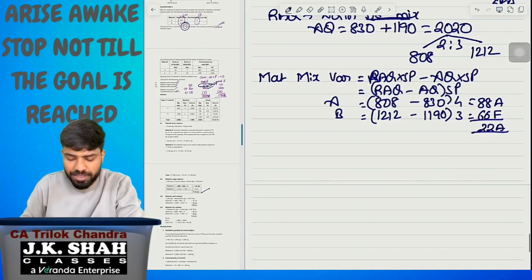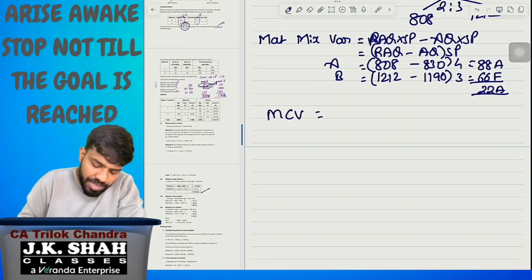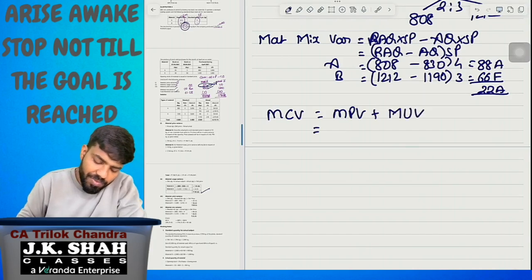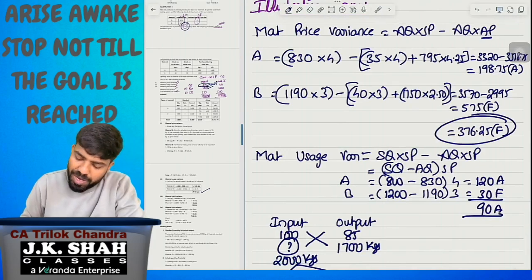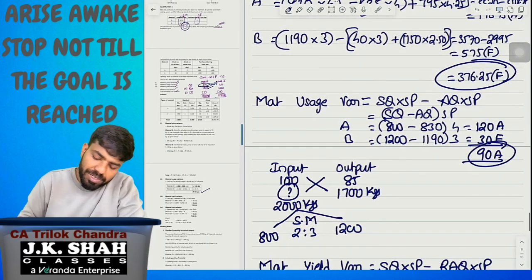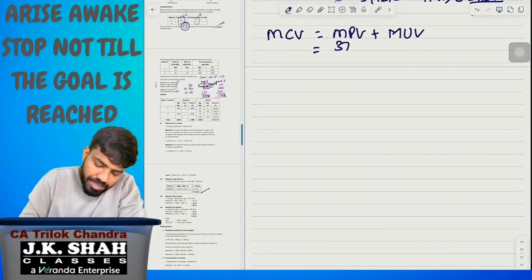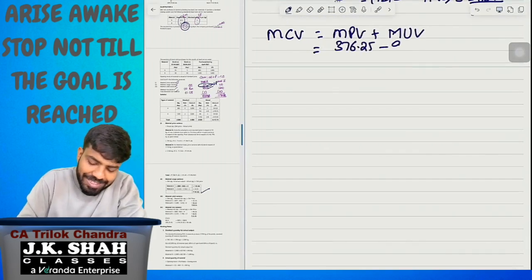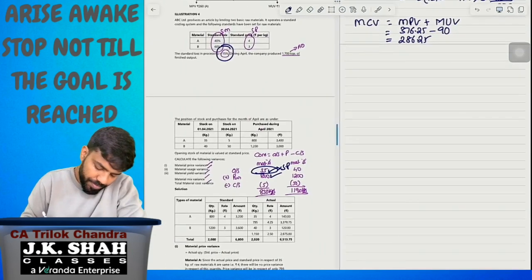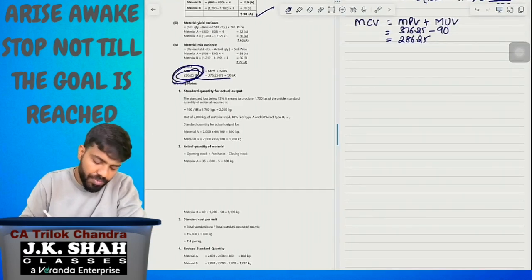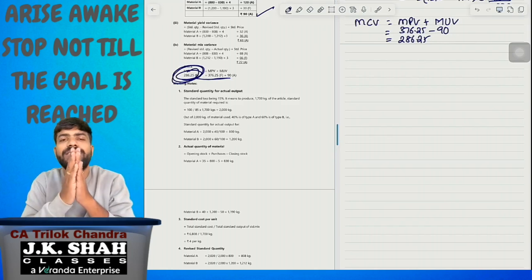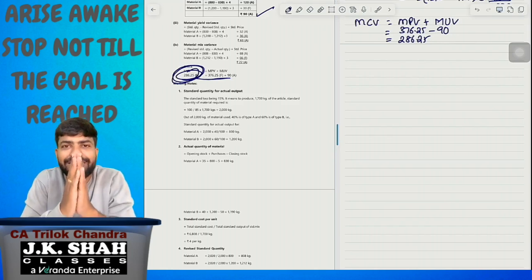So material cost variance we can write simple. It is material price variance plus material usage variance. Price variance we already calculated. How much is the price variance? 376.25 favorable, usage 90 adverse. 376.25 minus 90, because adverse means negative, which equals 286.25. That is the answer. So this is how we need to calculate the material cost variances.